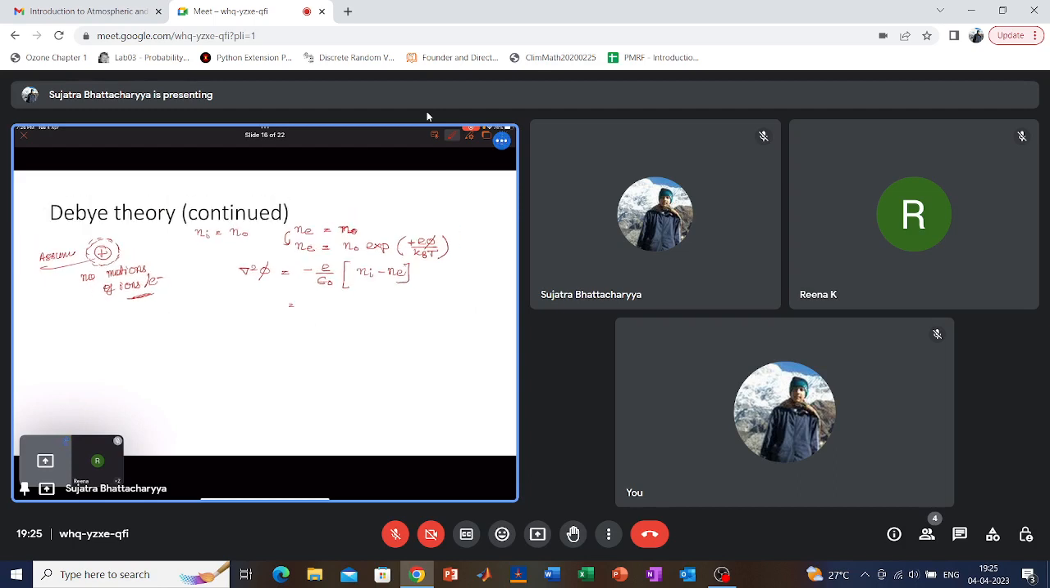Therefore, minus E by epsilon naught, Ni is N naught minus N naught exponential E phi by kBT. Remember one thing which I suddenly got, this kBT is generally given in electron volt. So 1 electron volt is actually 1.6 into 10 to the power minus 19 joules. It may be required sometimes for numerical solving. Okay, so this is what it is.